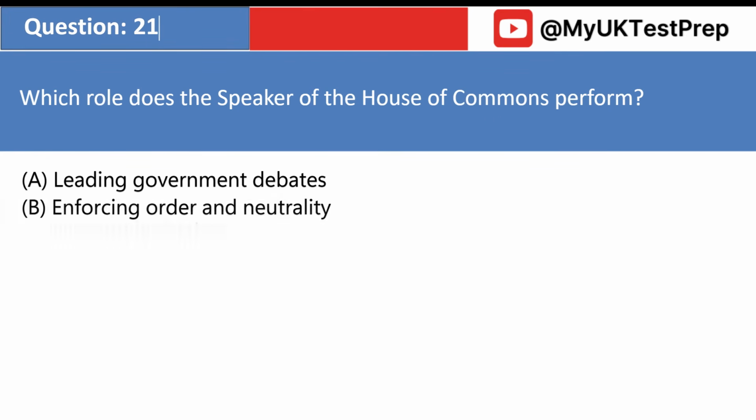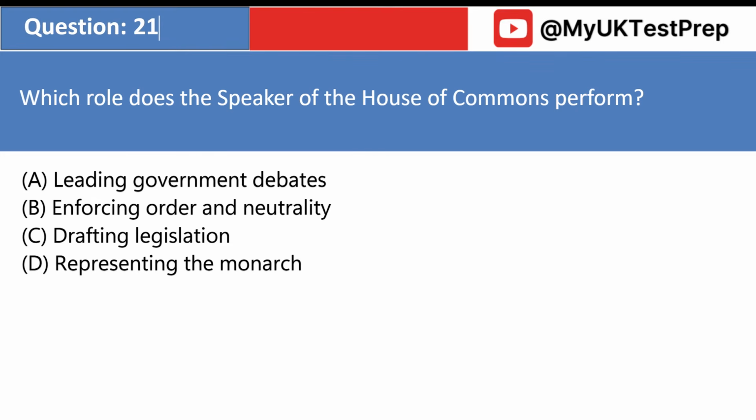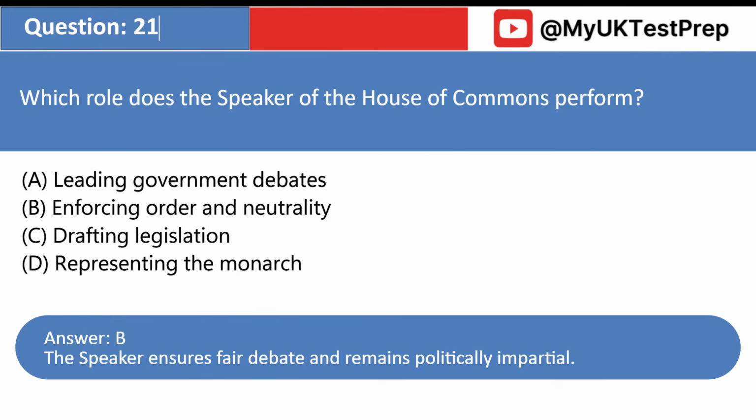Which role does the Speaker of the House of Commons perform? A. Leading government debates. B. Enforcing order and neutrality. C. Drafting legislation. D. Representing the monarch. Answer: B. The Speaker ensures fair debate and remains politically impartial.